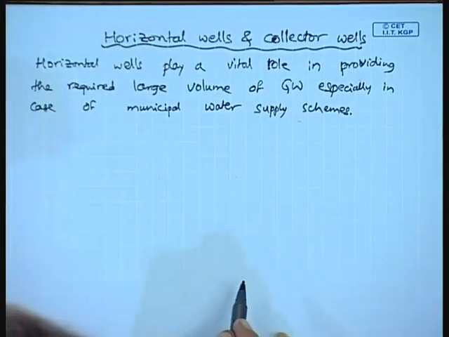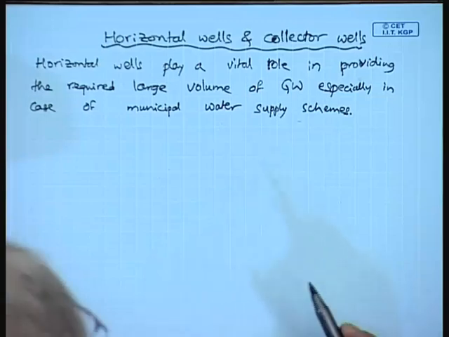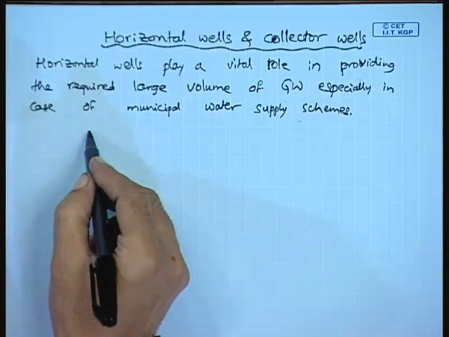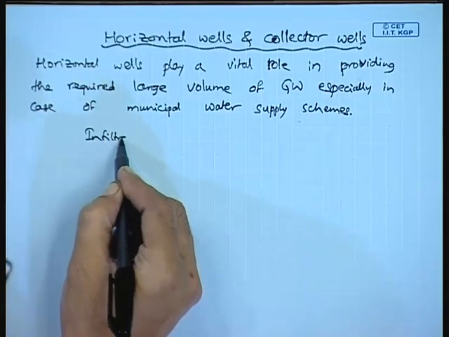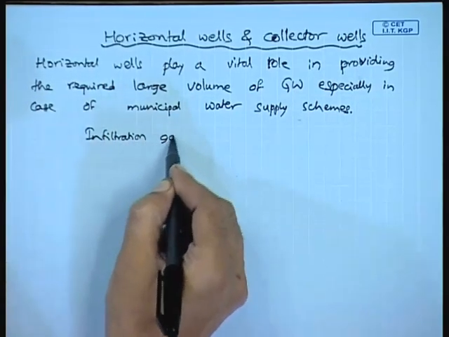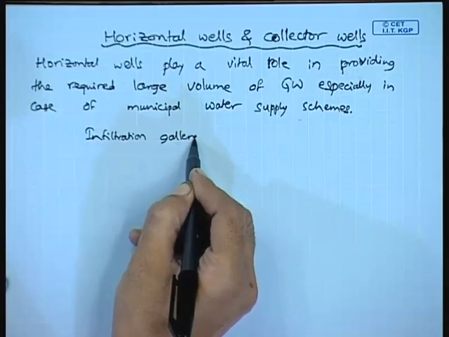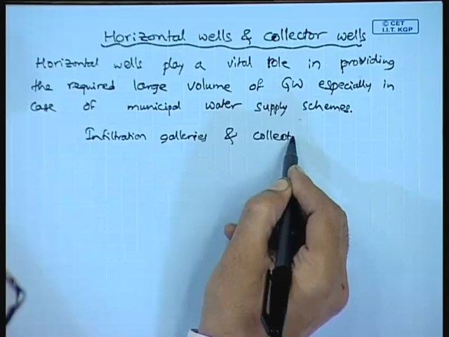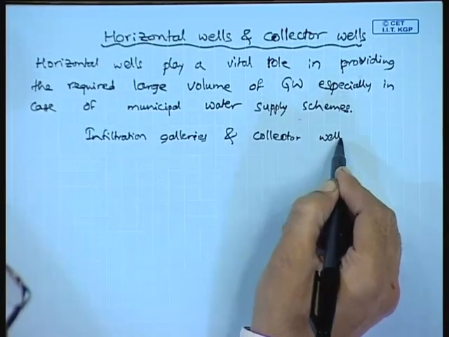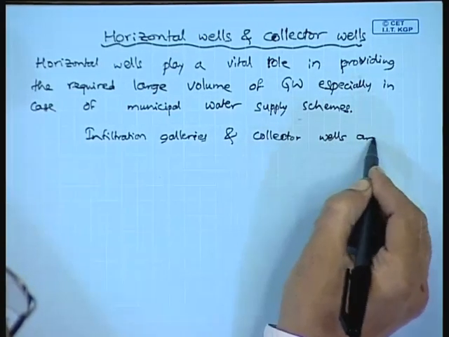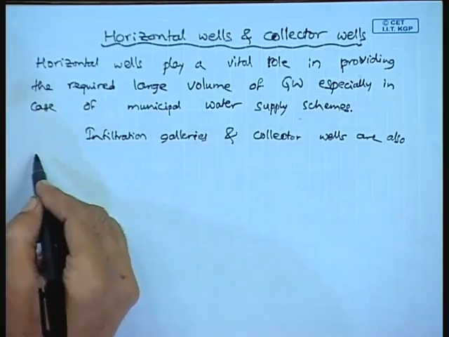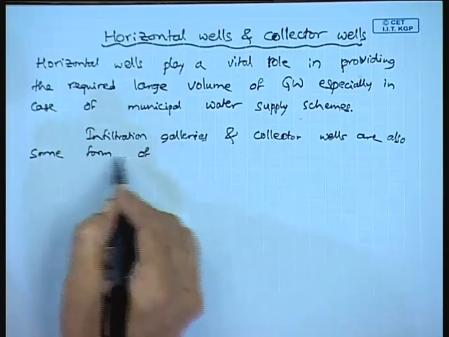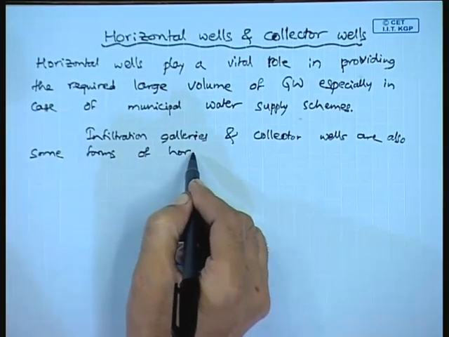And then of course there are infiltration galleries, which are a type of this. So this is infiltration galleries. And collector wells are also some form of horizontal wells.